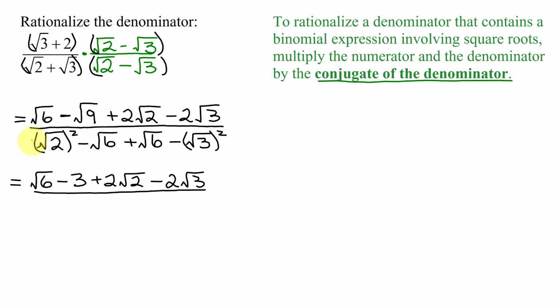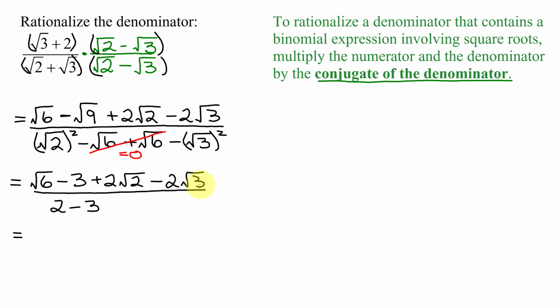Now in the denominator, I have the square root of 2 all squared, which is 2. Then I have minus the square root of 6 plus the square root of 6. Those two add up to 0. Which is what I was hoping for, minus the square root of 3 all squared is 3. So notice in the denominator, I have the first term squared minus the second term squared. So I landed up with the difference of 2 squares.